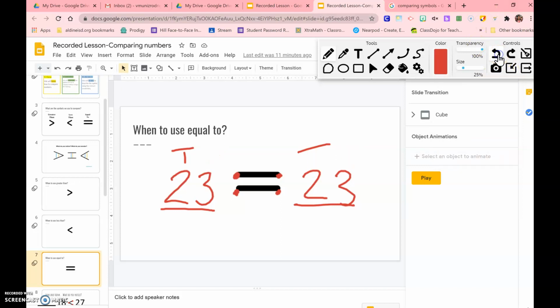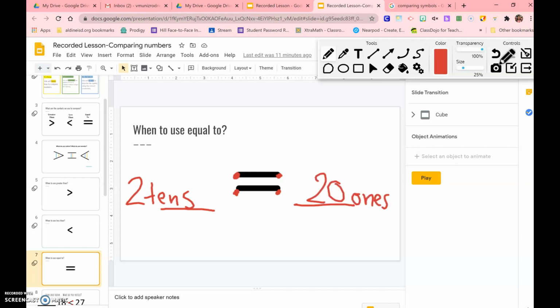Okay, but now I'm going to put it in a different way. Let's say I have 2 tens, and then I have 2 ones. This is when we get to know our place value. Well, okay, 2 tens is equivalent to 20 ones. Yeah, this amount is the same as the 20 ones. That's when it gets complicated, when you see it different ways.